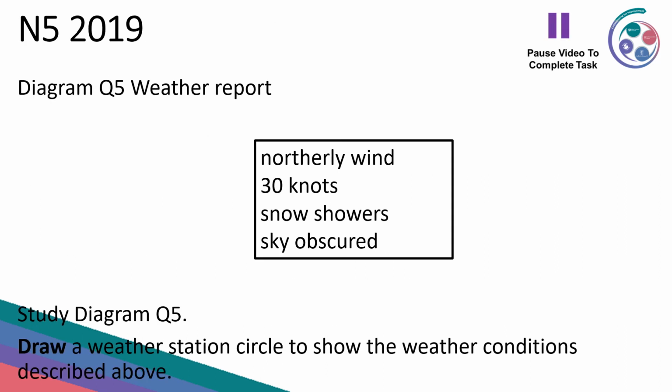So the first one you might be asked is to do with this one. It asks you to draw a weather station circle to show the weather conditions described above. Now there's 4 weather conditions. It's a 4 mark question, so that should be hopefully something which you can manage to do. If you wanted to try this, you can pause the video and give this a shot, and we'll reveal the answer in the next slide.